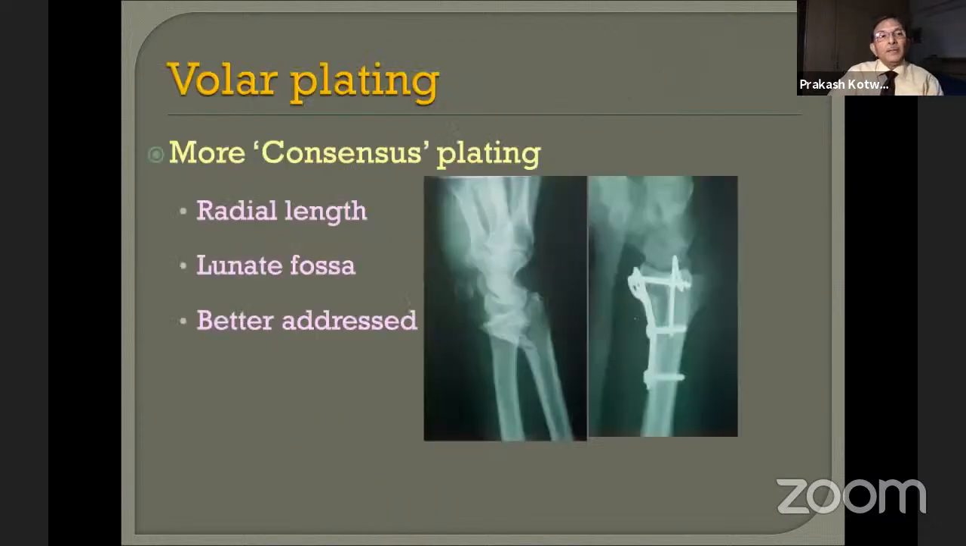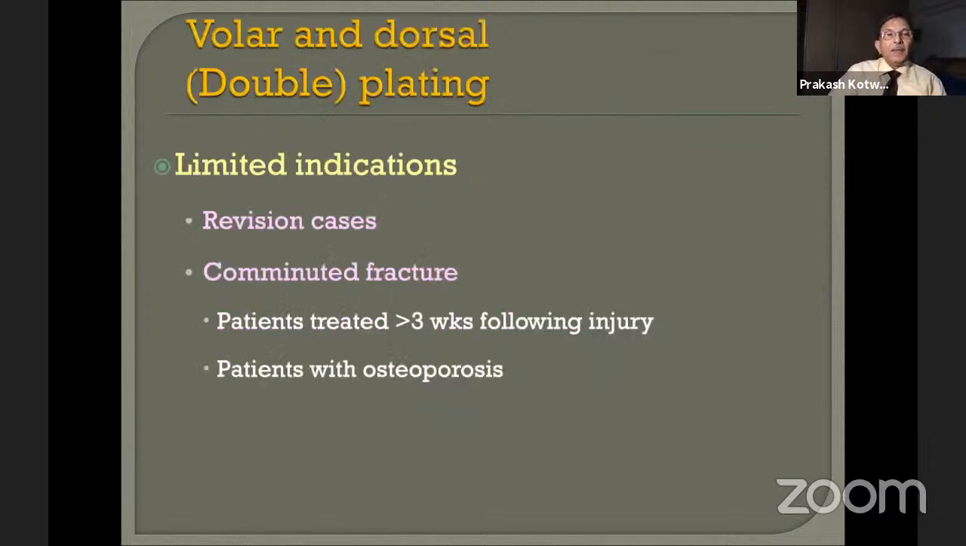Volar plating, therefore, is a consensus plating because it restores the radial length and also restores the lunate fossa. I just now talked about it. And these two parameters are better addressed by volar plating. So therefore, volar plating is the consensus plating, and it must be done first in the order of fixation in a comminuted fracture of the distal radius.